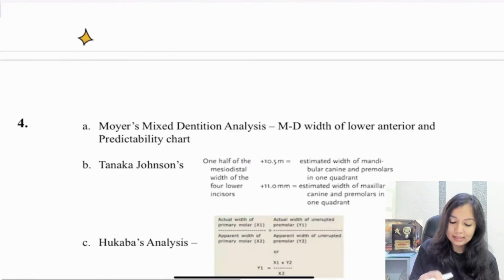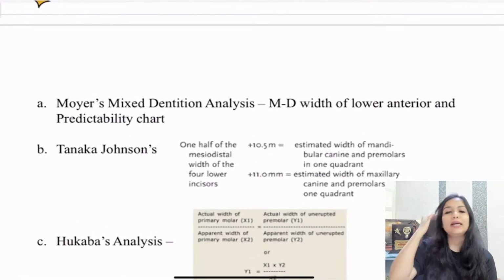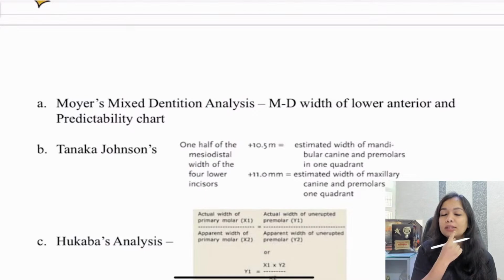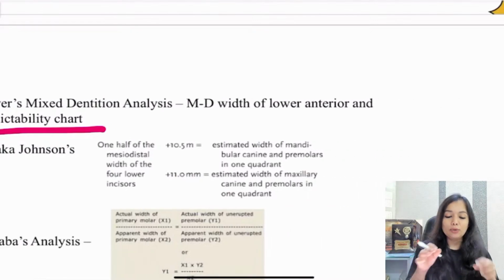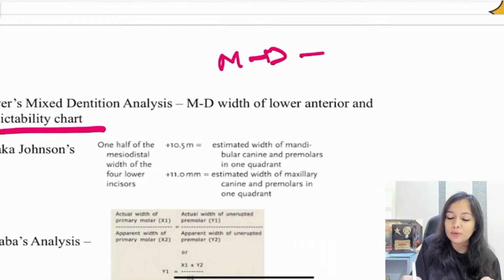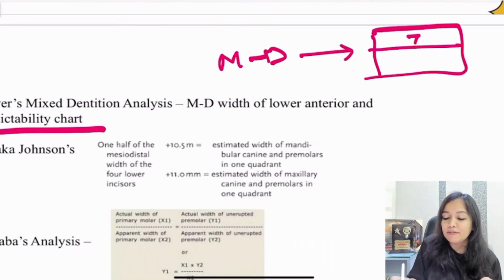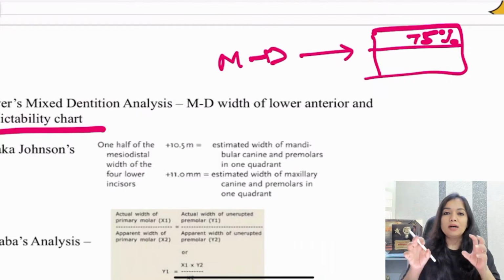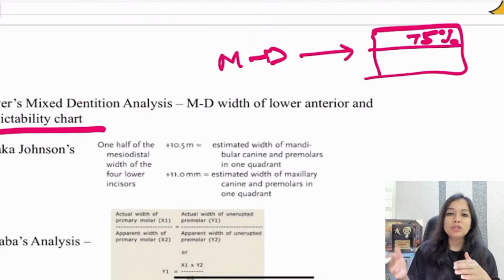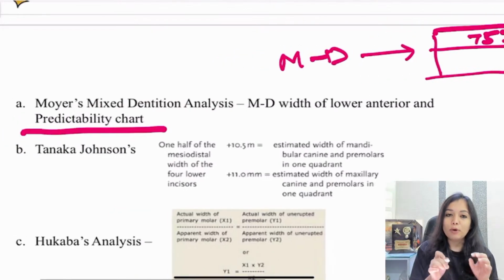So in the Moyers analysis, quickly I'll tell you, you will take the mesiodistal width of the four lower incisors of the patient, and depending on the width of the four lower incisors, there is a predictability chart that is given. You just take the mesiodistal width and then you go to the predictability chart, and the 75th percentile of the values that are given shall be the width of the future canine and the premolars. So in the Moyers mixed dentition, you are actually measuring the width of the lower incisors.